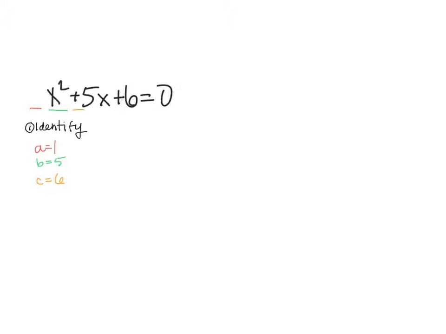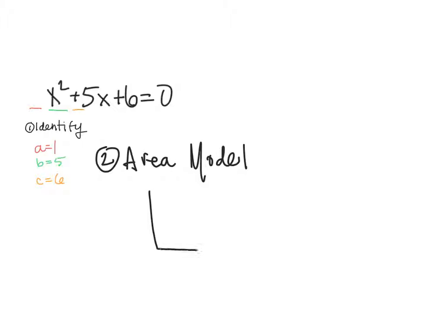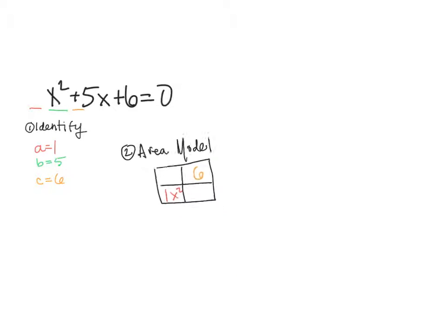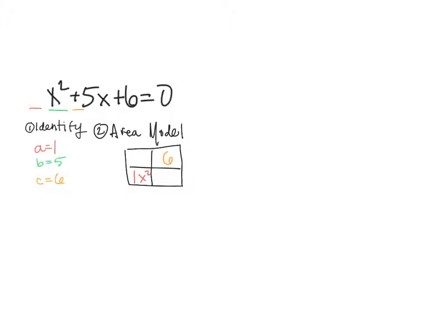So step 2, the area model. The area model, like we worked on before, you draw the box, you draw the four centers in the middle, and the 1x squared, the a term, is going to go on the bottom left. It doesn't actually matter where you put it, but I like to keep it consistent. And the 6 is going to be up here. Now, again, I want to say this again. It doesn't actually matter where you place it. Just keep it consistent. And I'm going to put this on pause because this will come in handy in a little bit.